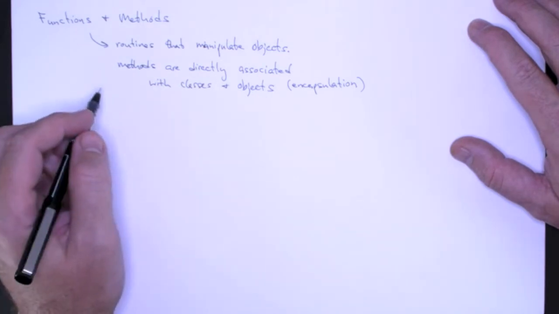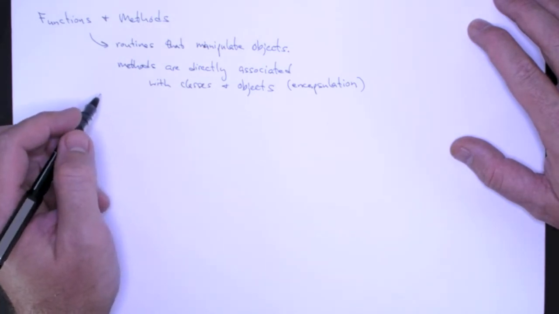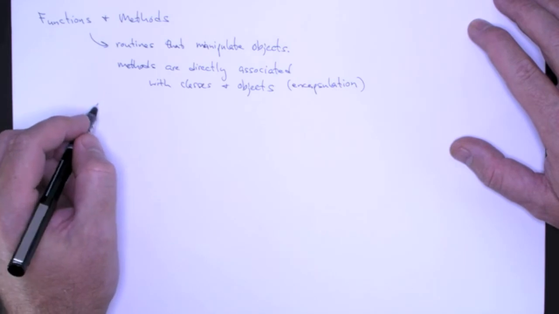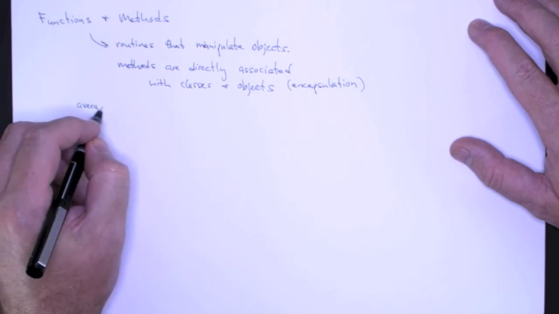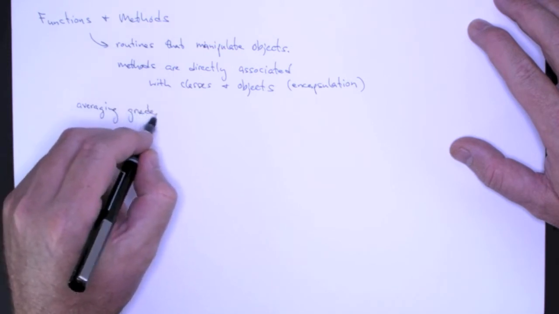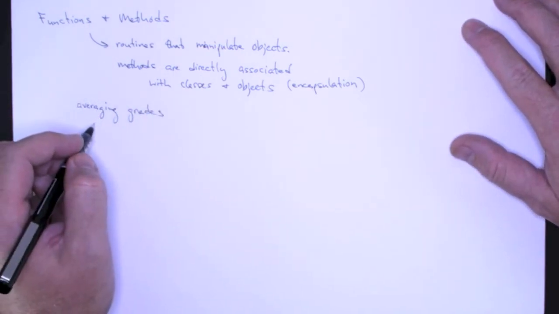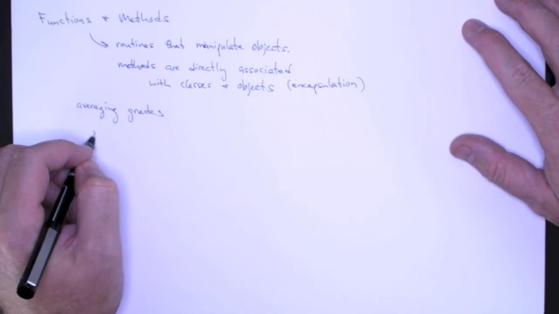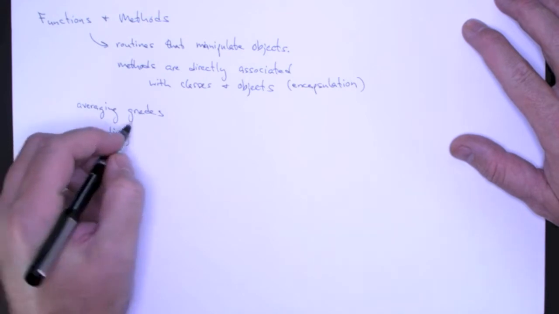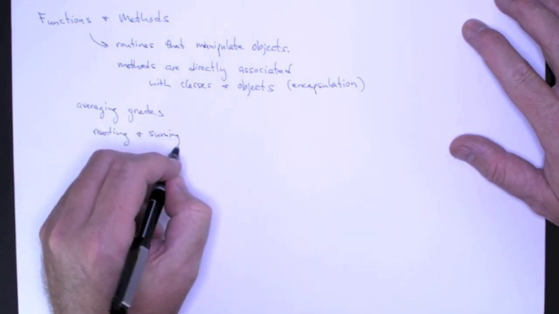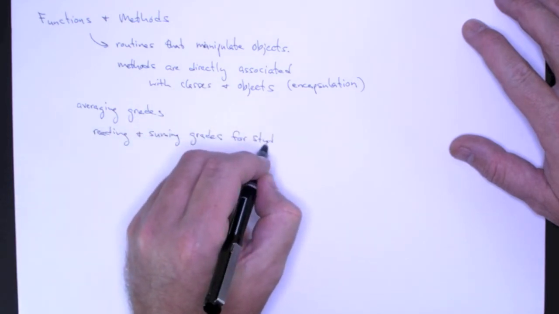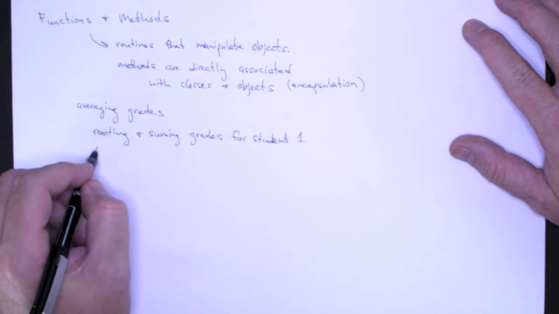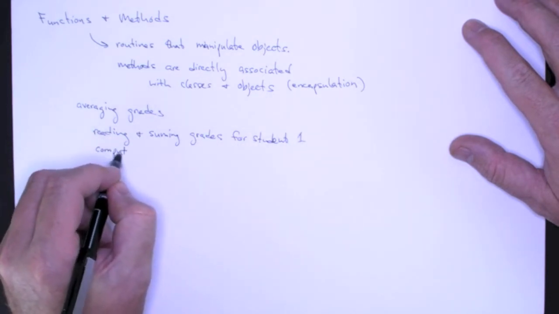So at some level, and this is not a strictly true statement, let's say that I'm averaging a bunch of grades for a bunch of students in the class. I can certainly break this down into reading and summing grades for student 1, let's say. And then I can compute the average and print it.